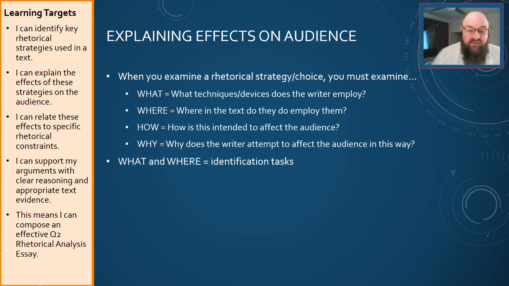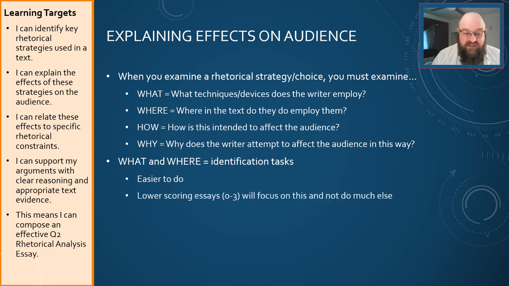The what and the where are both identification tasks, meaning you're just picking out things, identifying things that are explicitly given in the text. That means that they're much easier to do. Your lower scoring essays, the essays that score 3 and below, will tend to focus on this because it's an easier task, and because they're only doing the easier task, they'll score low.